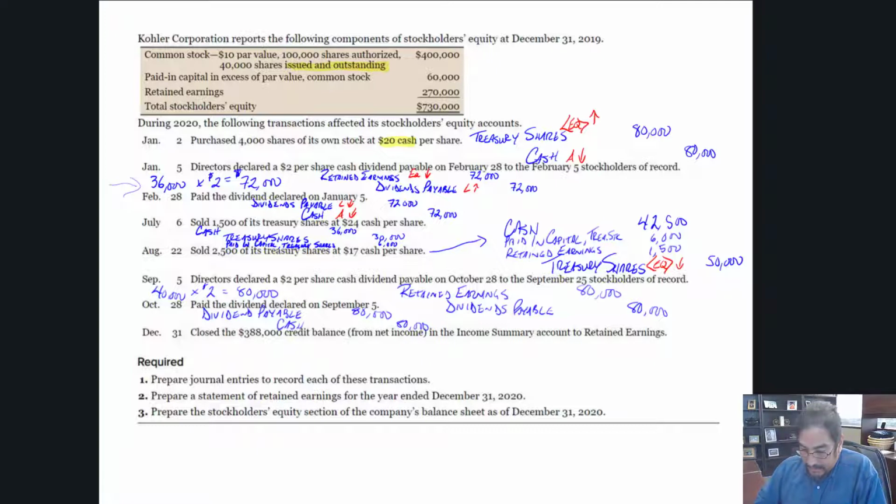And then finally, close the credit balance in income summary. So it's got a $388,000 credit balance in income summary to retained earnings. So we want to wipe out that credit balance in income summary. So we're going to debit income summary for 388, and then send it to retained earnings.